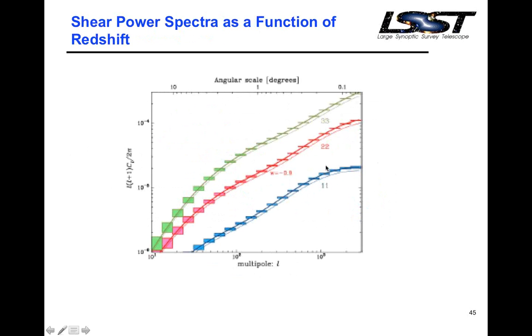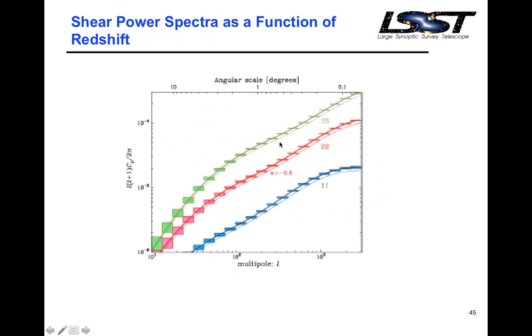So we'll do these weak lensing correlation studies for galaxies within given redshift bands as determined photometrically. And again, the error bars here show the precision that LSST will get. At the small angular scales, it's limited by the number of galaxies. On the large angular scales, it's limited by cosmic variance.